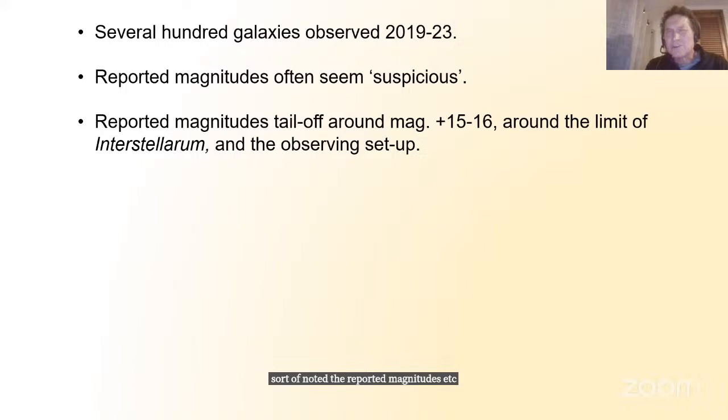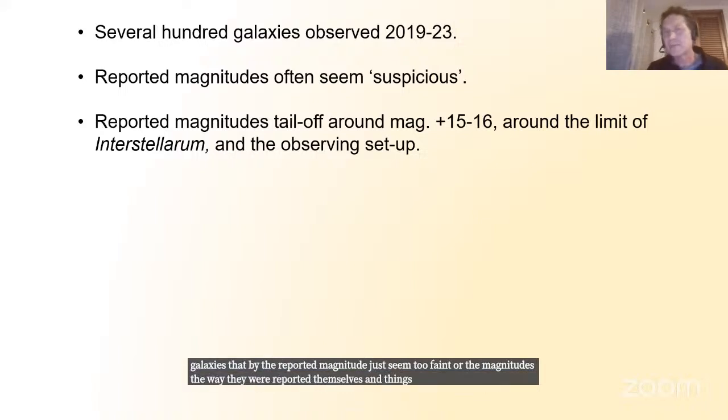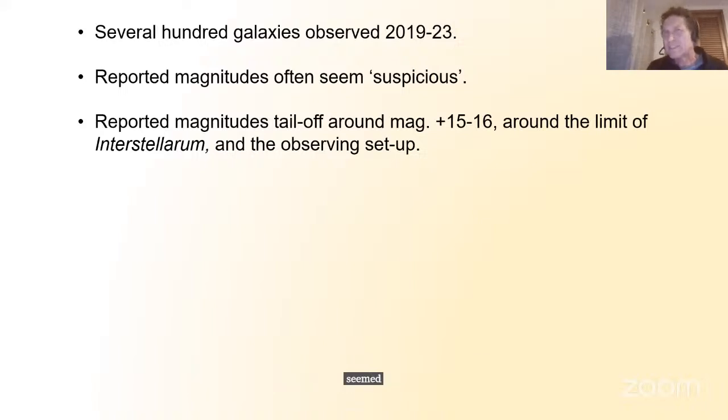Reported magnitudes often seem a bit suspicious. I was picking up galaxies that, by the reported magnitude, just seemed too faint, or the way the magnitudes were reported, in things like Stellarium, seemed surprisingly consistent or clustered. It seemed a bit odd. And the reported magnitudes themselves tail off at about the 15th to 16th magnitude, which is coincidentally about probably the limit of my observing setup.